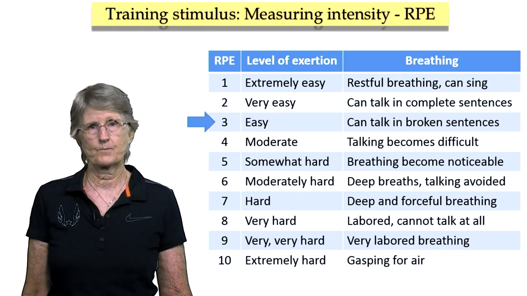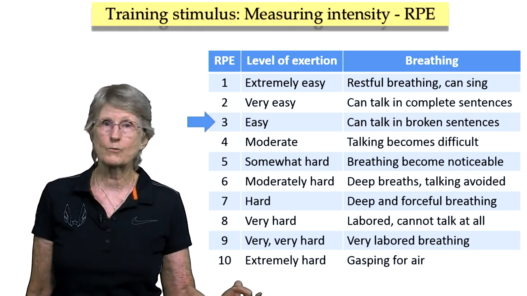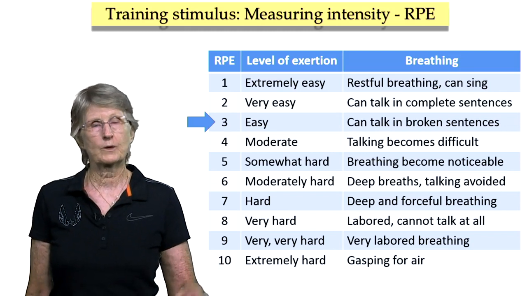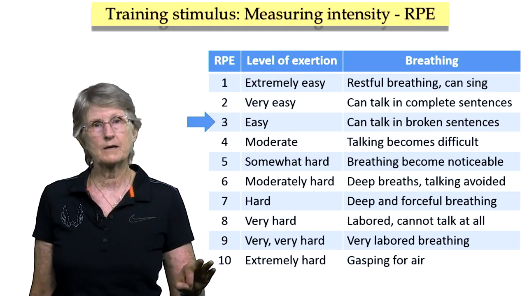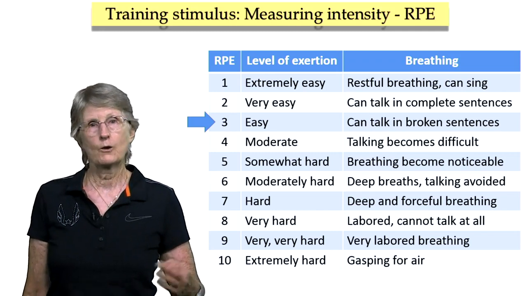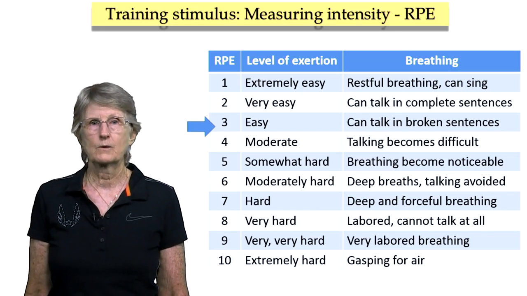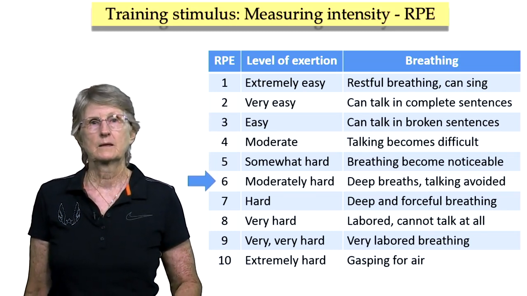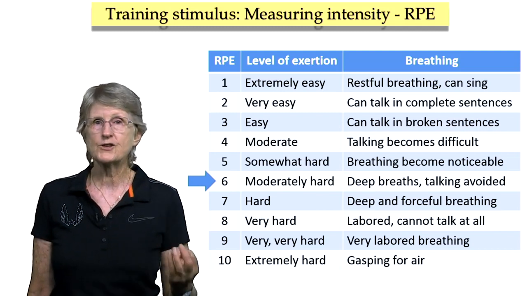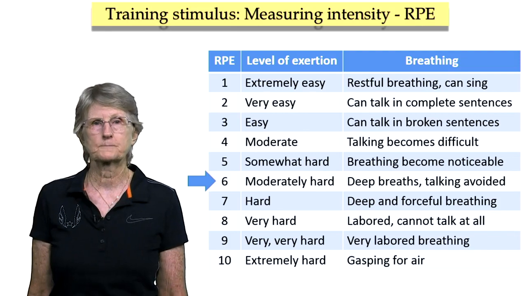So here's a question. You notice an athlete is not talking. Other athletes training with her, though, are talking in broken sentences. Would you suspect that the RPE for the athlete not talking would be a 3, a 4, or a 6? Well, if you said 6, you are correct. Now you have to decide if this workout is too stressful for this athlete.